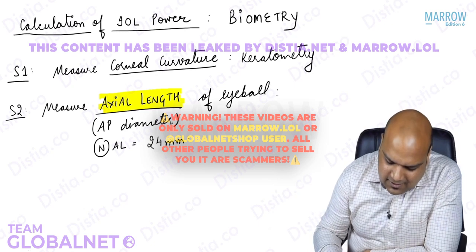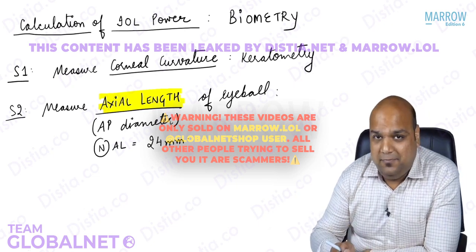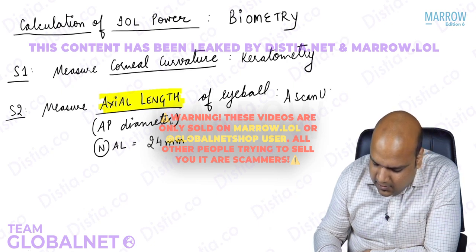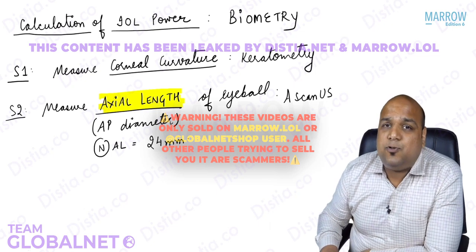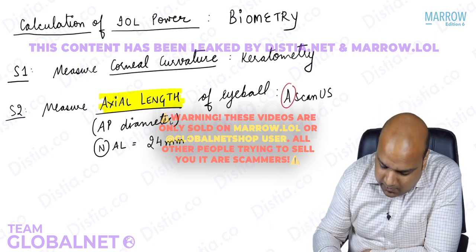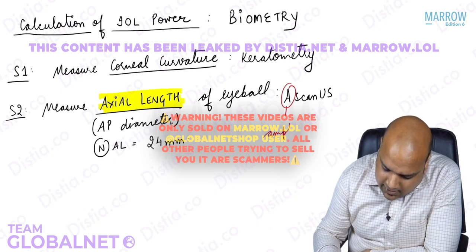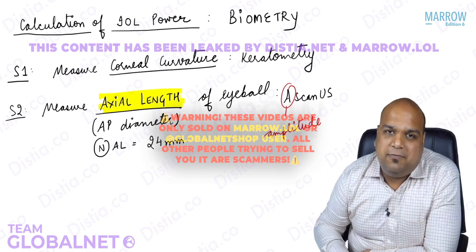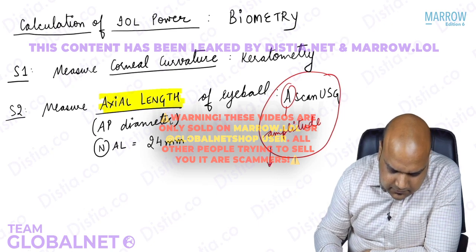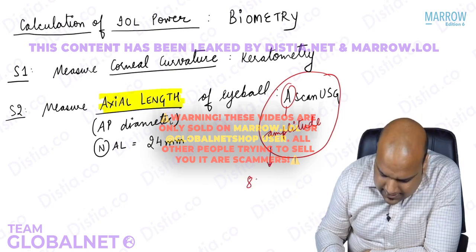What is the investigation we use to measure the axial length of the eyeball? Yes, you may have read it in your radiology also, A-scan ultrasonography. What is A-scan? A-scan, B-scan, M-scan, everybody, I hope you remember. If you don't, A is for amplitude. Amplitude scan ultrasonography. Okay. A-scan ultrasonography uses 8 megahertz frequency sound waves.